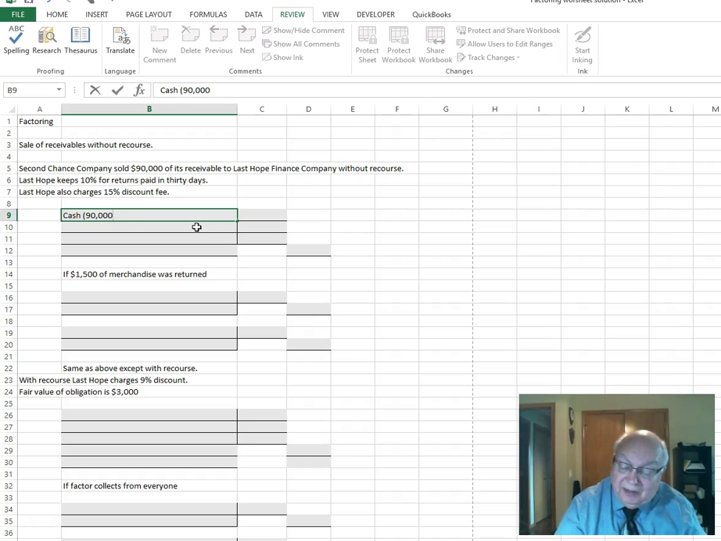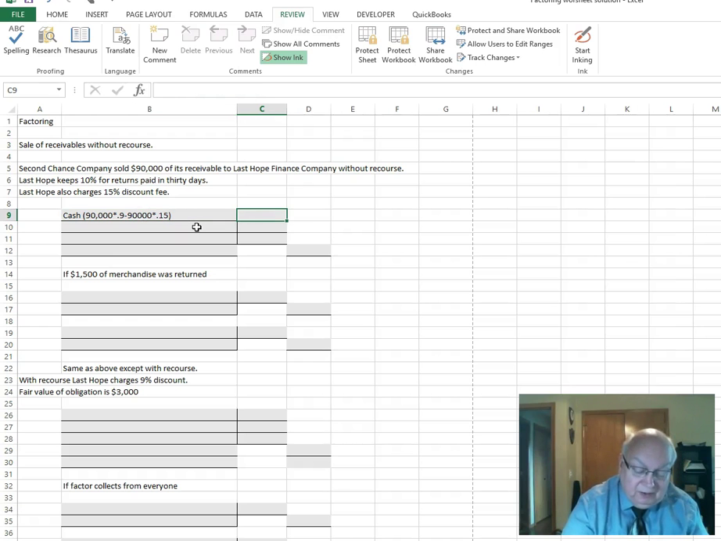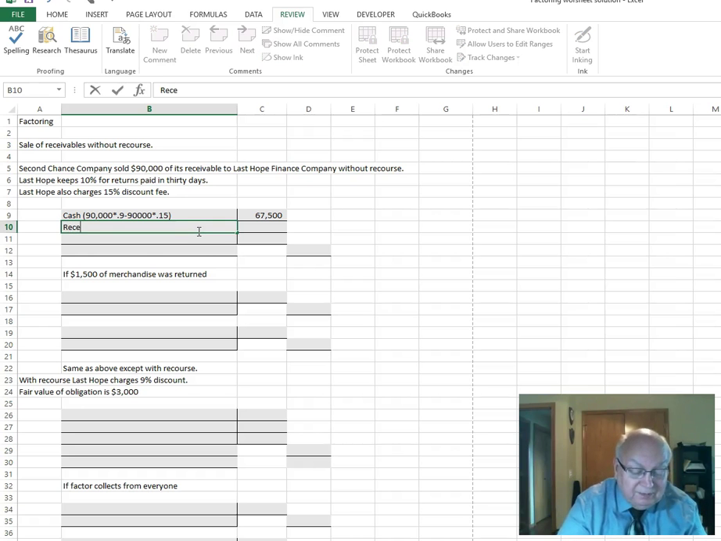They keep 10% of it, so we take it times 0.9 minus 90,000 times the discount rate of 15%. Okay, so over here you would have equal, basically the same thing we have over there, 90,000 times 0.9 minus 90,000 times 0.15, or $67,500. Then you have a receivable from factor.